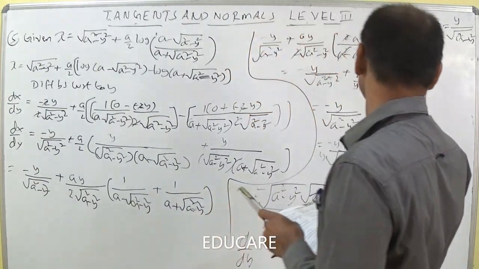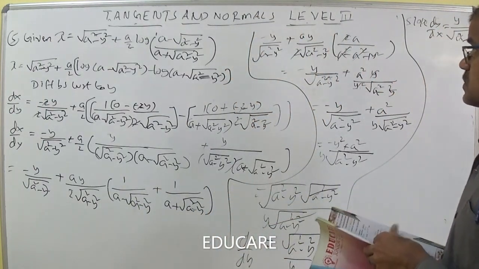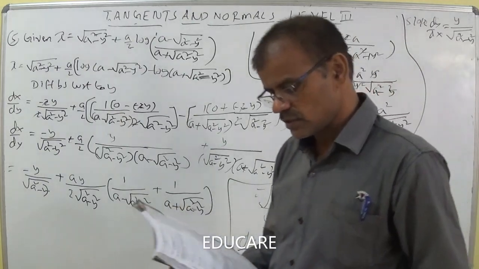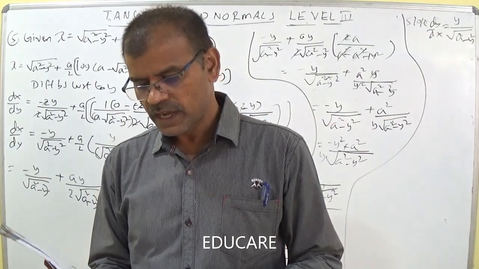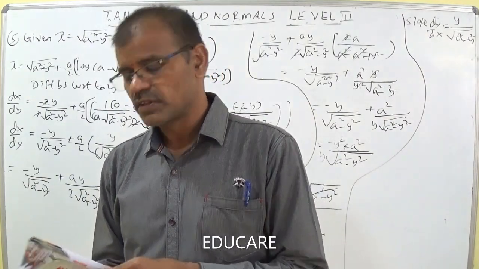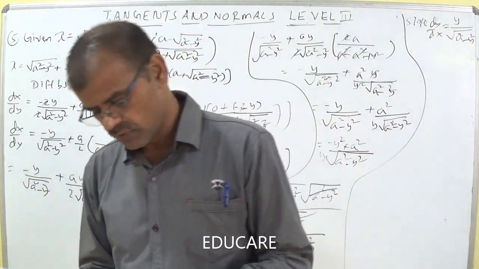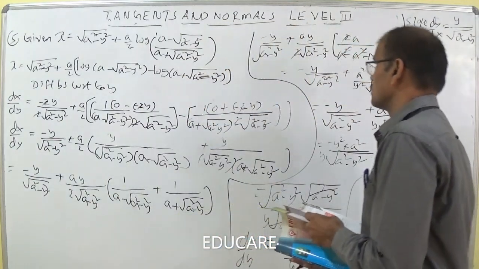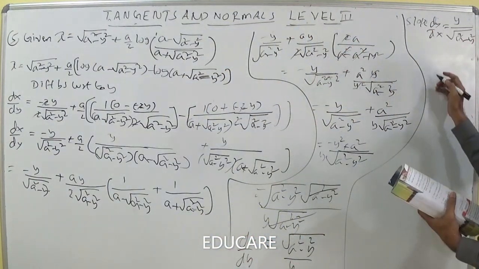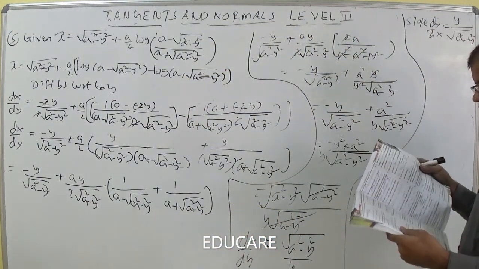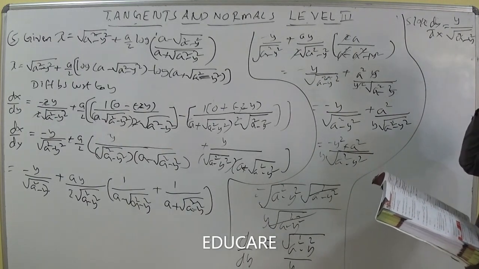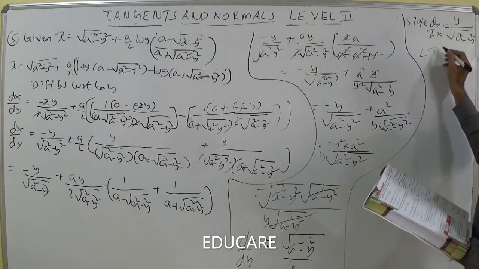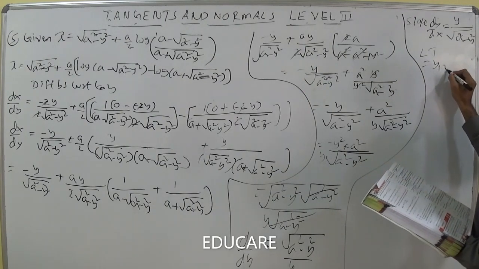So using this, dy by dx is given at origin, just the portion of tangent to the curve intercepted between the curve and x-axis of length. So which length should you calculate? The curve and x-axis, portion of tangent. So it is the length of tangent, LT.